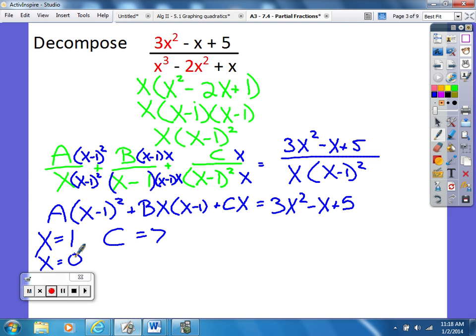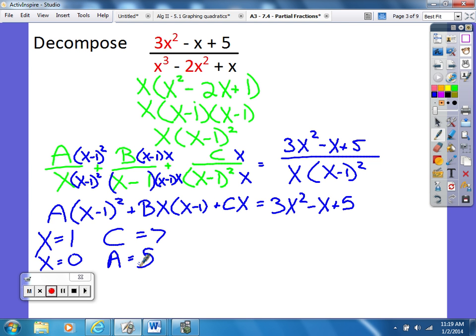Okay, so if I plug in 0, what's 0 minus 1 squared? So I get 1a. If I plug in 0 here, what happens? B times 0 is 0. So it cancels it. So now plug in 0 here. What do you get? Okay. We have A, we have C, and we can pick any x we want in the world, except 1 and 0.